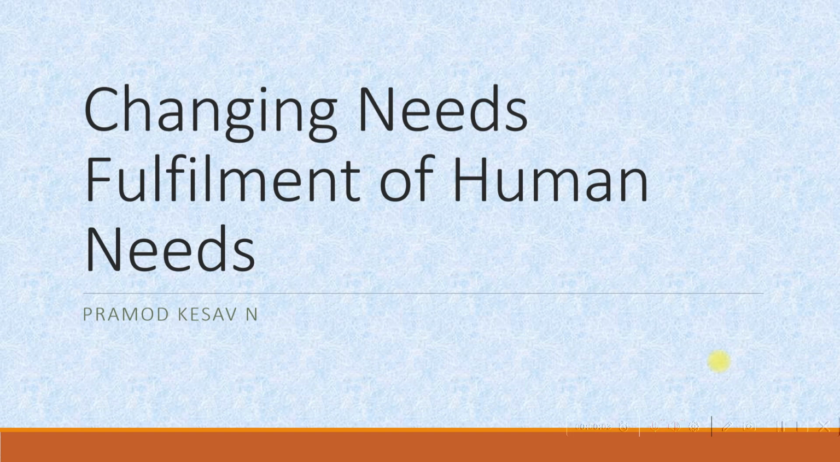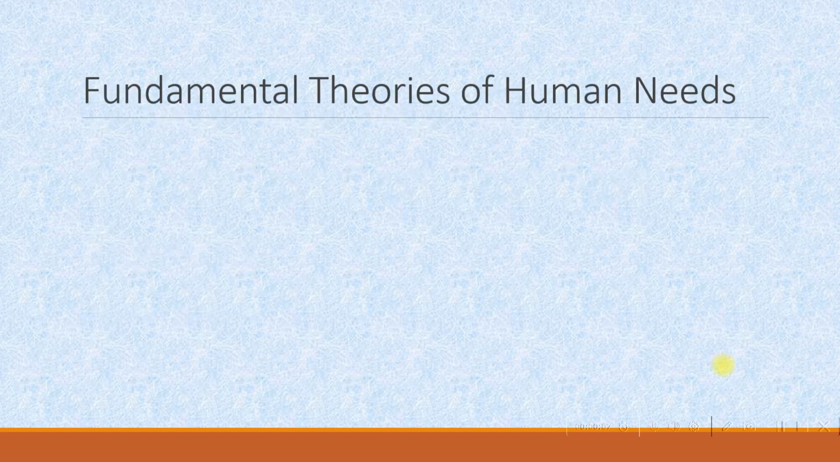Changing needs fulfillment of human needs. So in this session, we'll go through the fundamental theories of human needs. As we know, there are basically two theories when one talks about human needs, and they are conservation personalist theory and liberal situationist theory. So we'll see what each of them actually means.